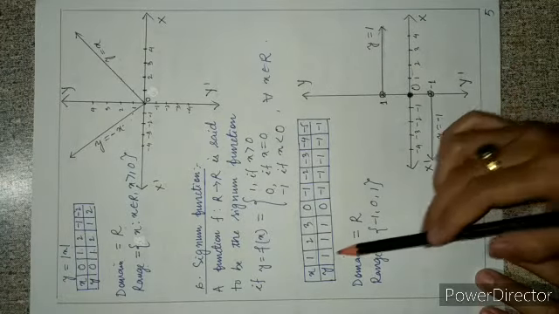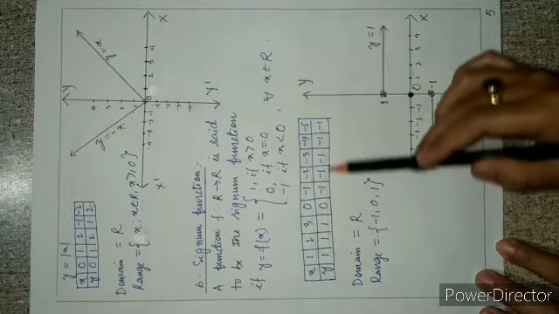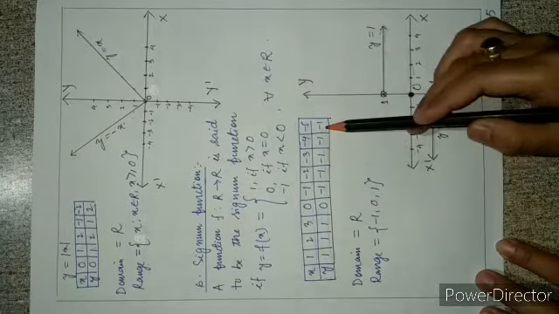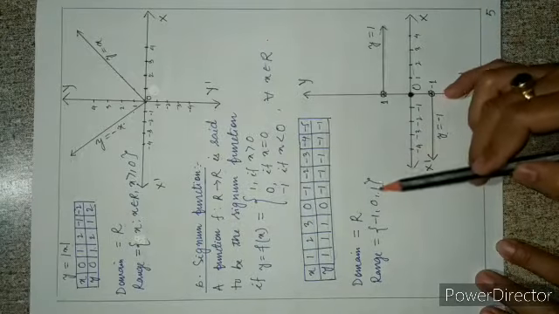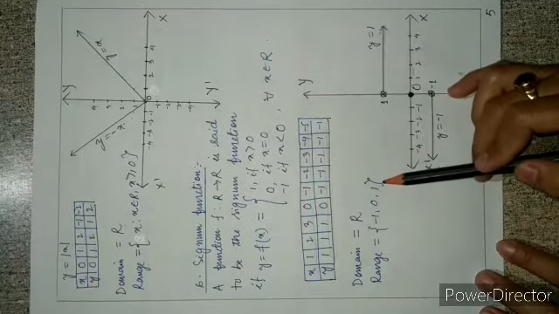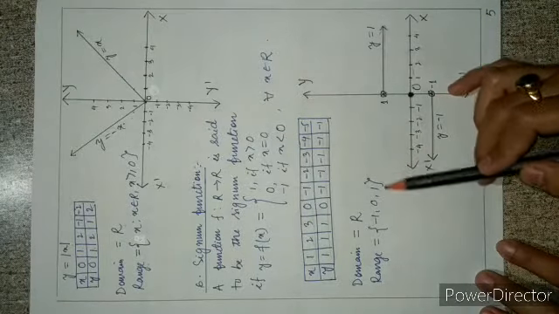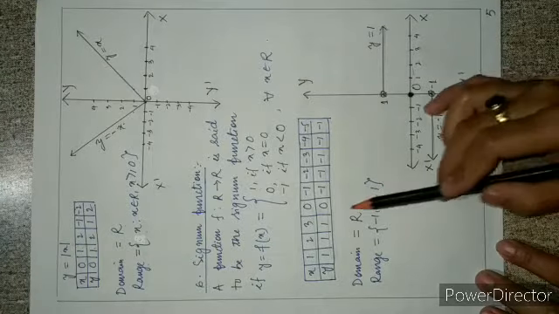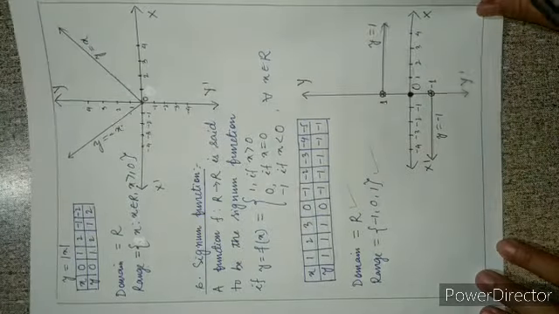The elements of the domain map to -1, 0, and 1. The set {-1, 0, 1} is the range of the signum function.